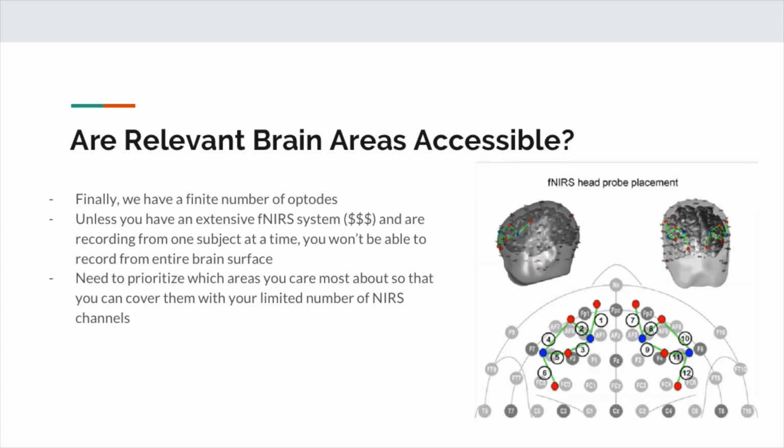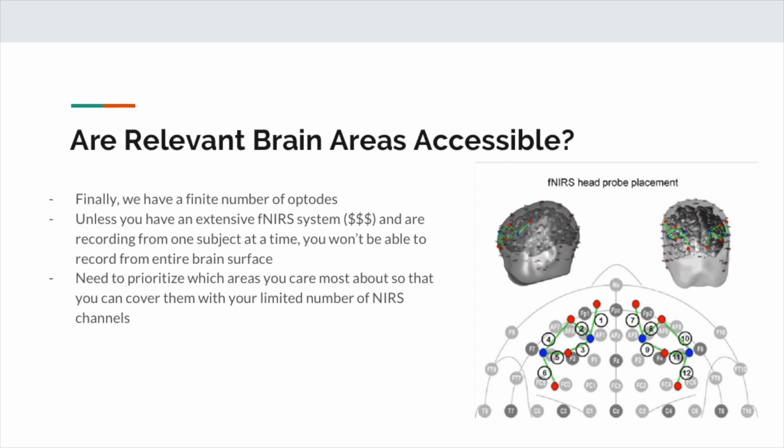Okay. And finally, we have a finite number of optodes in a system. Unless you have a really extensive fNIRS system, it costs a lot of money. That being said, we do have a really extensive system. But if you don't have one, or if you're trying to record from multiple people at once, you're not going to be able to record from the entire brain surface.